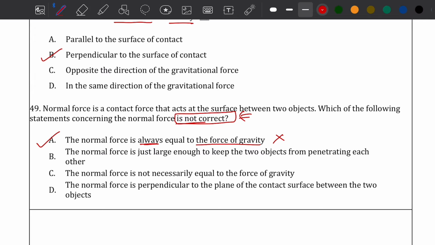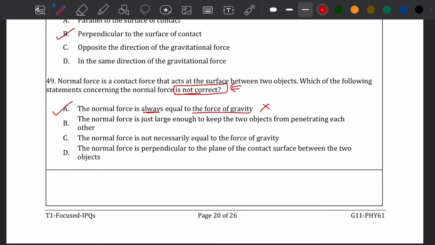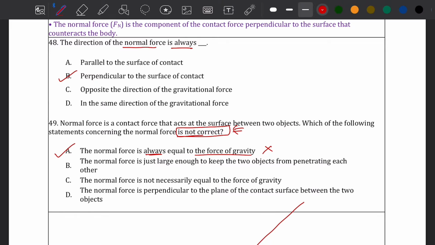So you might be thinking how it is not always equal to force of gravity. You can think of the ramp or the inclined plane. If you remember, when we had an object on an inclined plane, the normal force is perpendicular to the surface like this, whereas the gravity is acting vertically downward. So in this case, normal force is not equal to force of gravity. So saying that it is always equal is wrong.